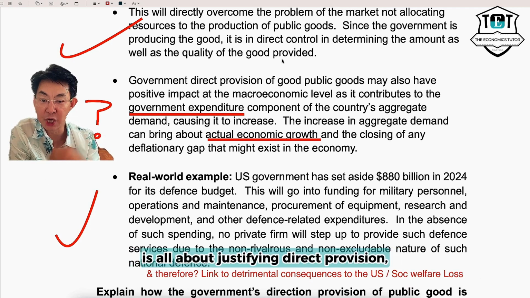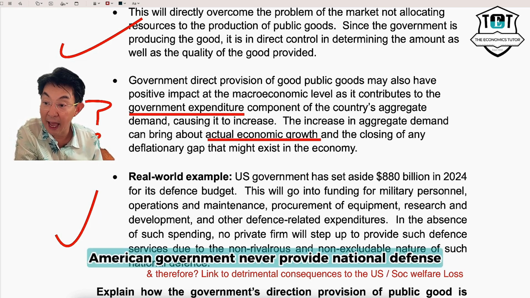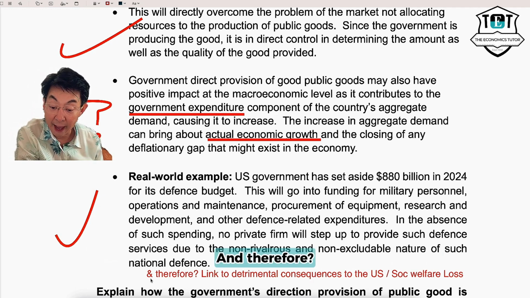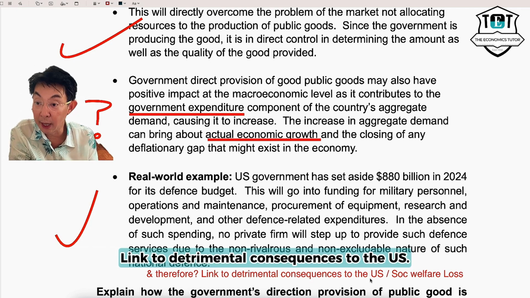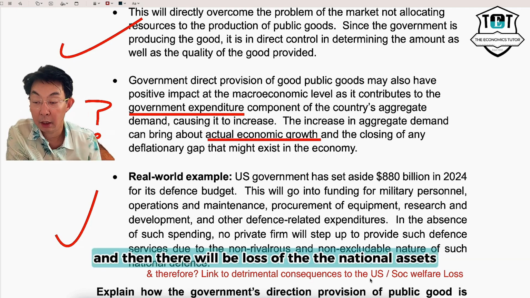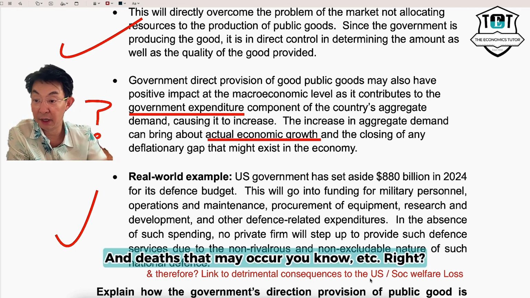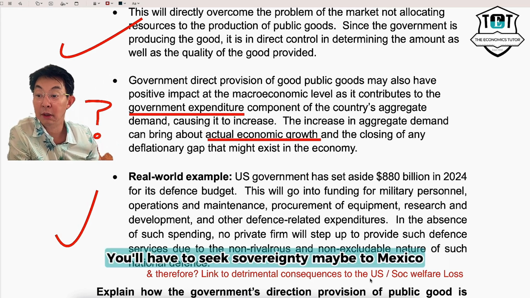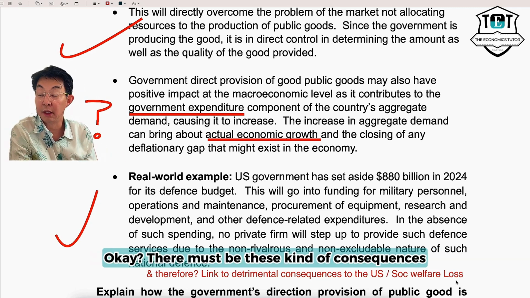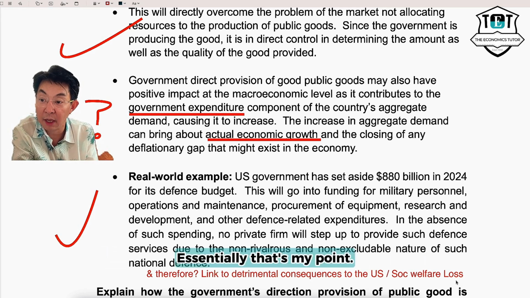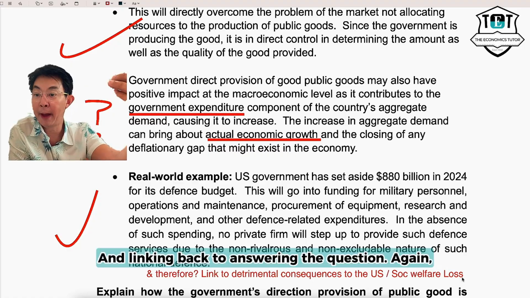So this part is all about justifying direct provision, why the government must provide. We should ask ourselves, if the American government never provided national defense, then how? What if they don't provide national defense? Link it to detrimental consequences to the US: invasion, loss of national assets, and deaths that may occur. You may have to cede sovereignty maybe to Mexico, and so on, linked to societal welfare losses as a result. There must be this kind of consequences. If the government doesn't provide national defense, then what? Essentially that's my point. You must complete your explanation with a so what and link back to answering the question.